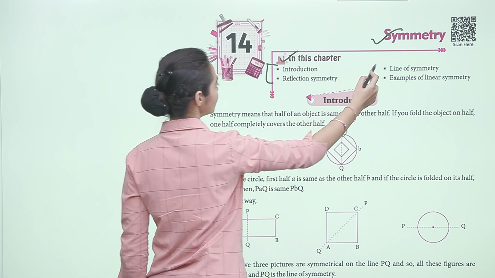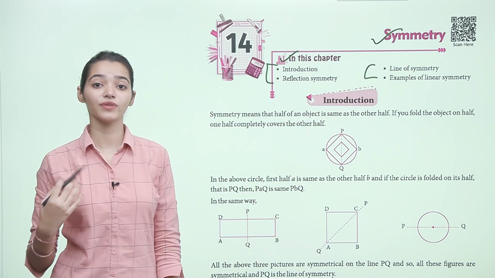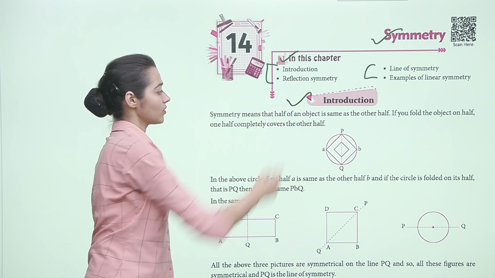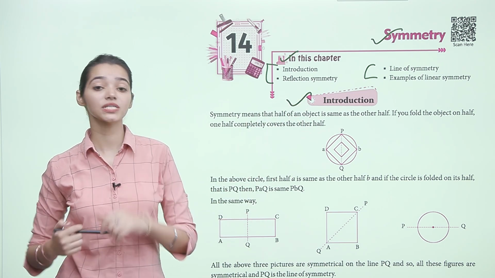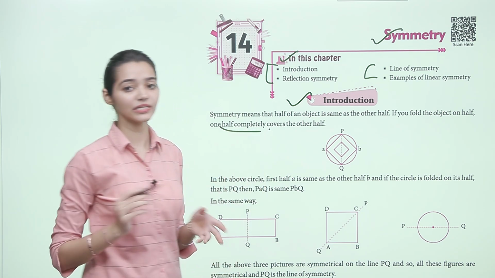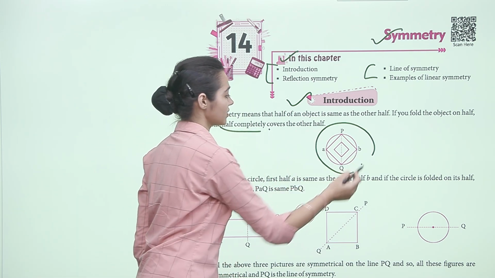Now in this chapter, we will learn about reflection symmetry, line of symmetry and some examples of linear symmetry. Now let's start with the introduction. Symmetry means half of the object is same as the other half. So if you fold the object in half, one half completely covers the other half as shown in this figure.